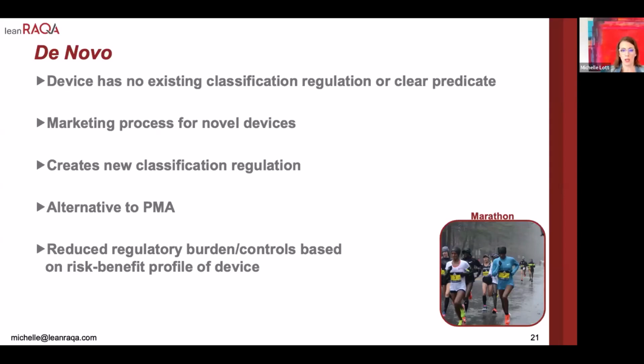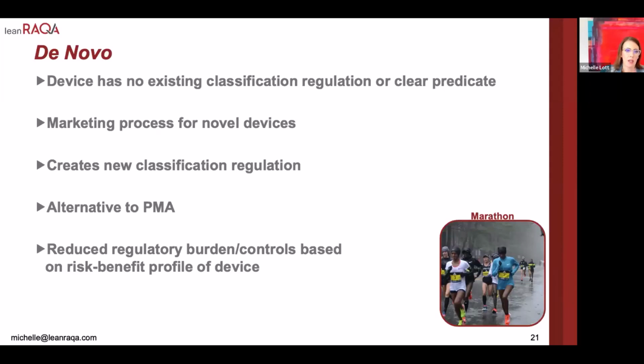Special controls can be specific performance criteria. You can require clinical trials. You can require human factors, dozens of tests. So the people that really are strategic about this, these are actually some of the most detailed regulations that the FDA has drafted. And they're also some of the more restrictive if you're trying to bring a competitive device to market.